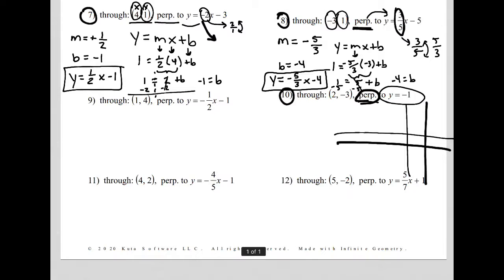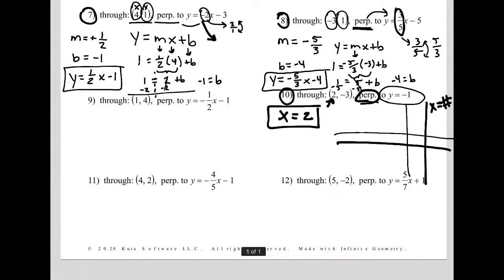So basically, remember that these equations that are vertical are x equal to a number. So here, my answer would be x equal to, well, whatever the x value is. The x value is 2. So that's my equation of a line that goes through (2, negative 3) and is perpendicular to y equals negative 1.